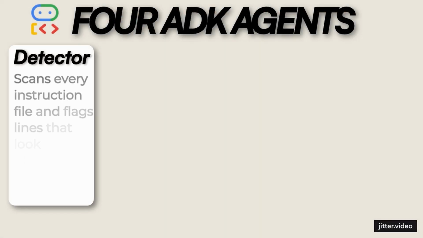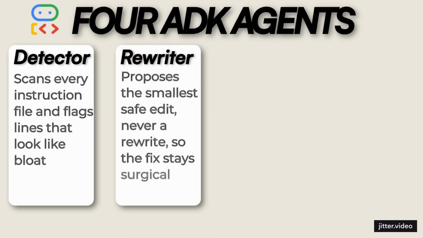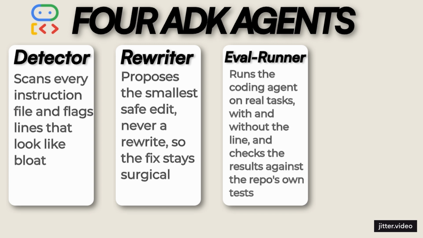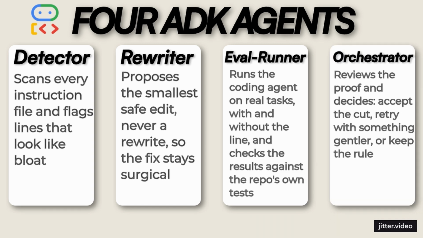Each agent has one specific role in the loop. The detector finds suspect lines, the rewriter proposes the smallest, safest edit, the eval runner proves that edit on real tasks, and the orchestrator makes the call. Accept a cut? That's proven. Retry with something gentler, or keep any rule if it can't prove.